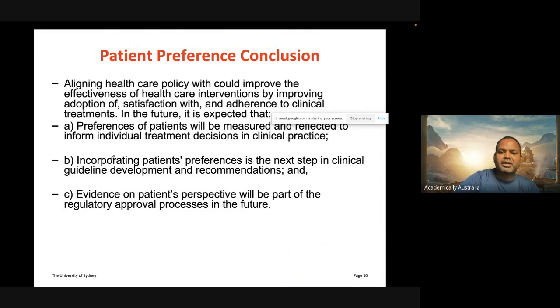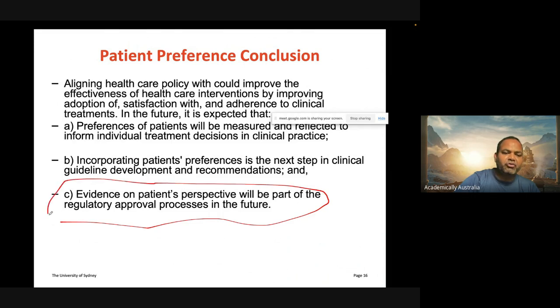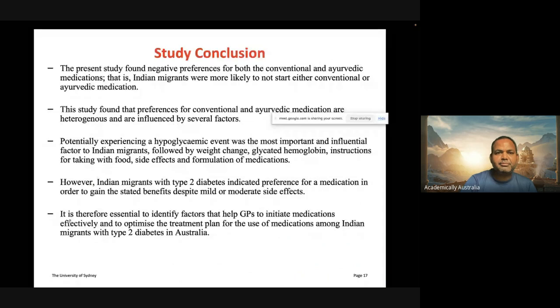So in the future, basically, any medications or any device going to be approved in any country, most likely they will see the evidence from patient preference before they give the approval. So this is the overall conclusion. This is for the study conclusion.